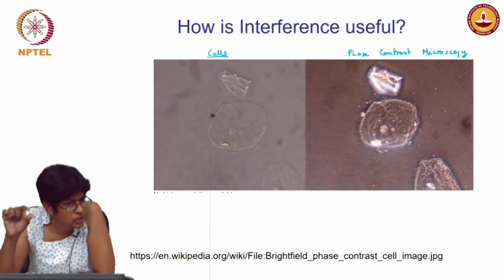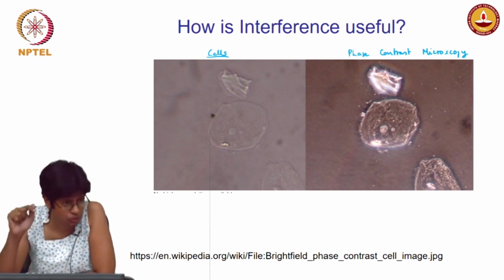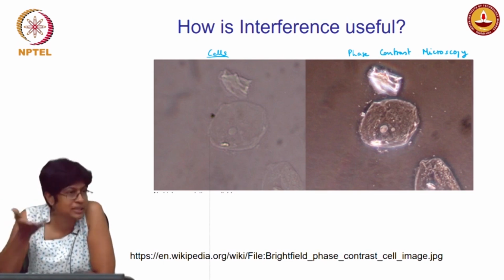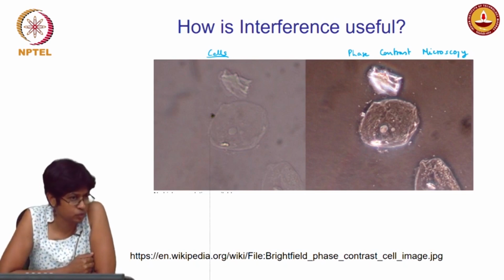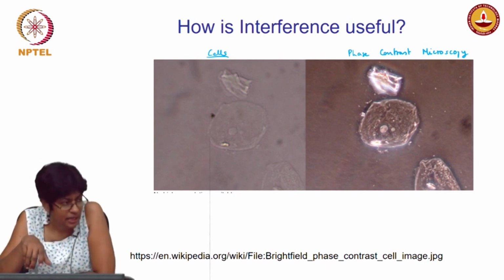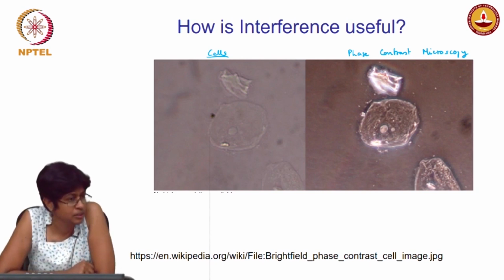You have taken whatever small phase differences are there and used interference to enhance those phase differences, and you can see the effect of doing so. And suddenly it becomes much clearer, and there's much more detail. And of course, it's obvious that the phase contrast image is going to be a much more useful image for you to extract information out of. Okay? So this is just one example of where you could use interference.